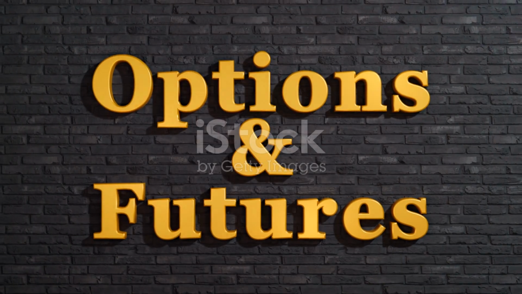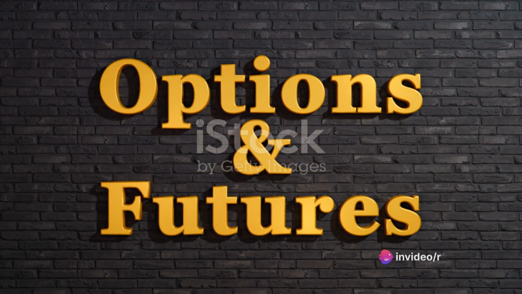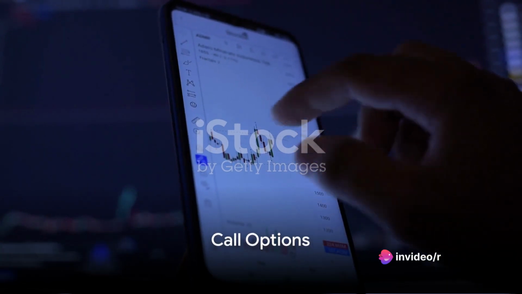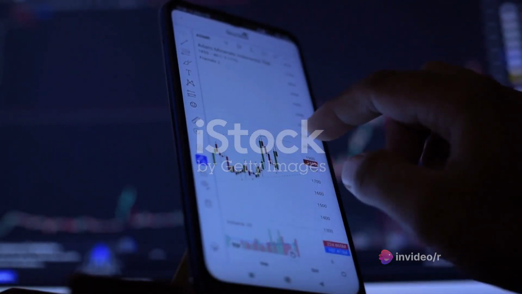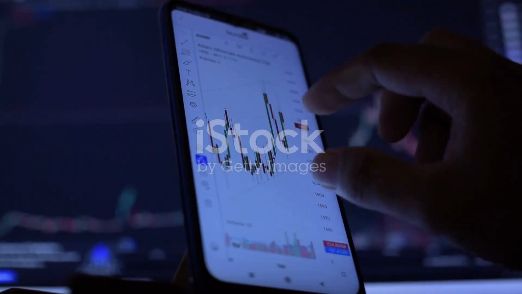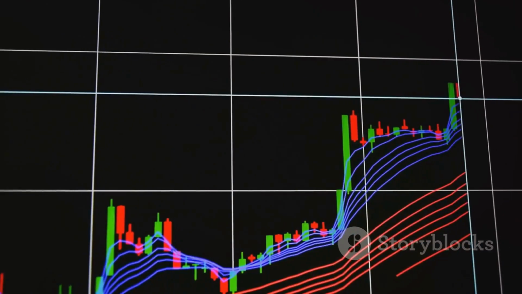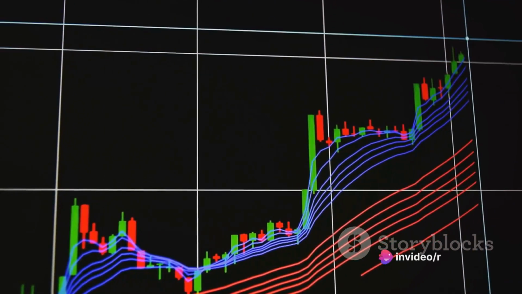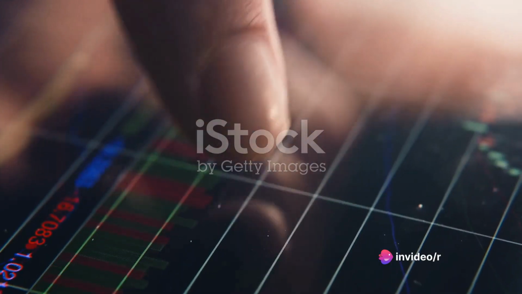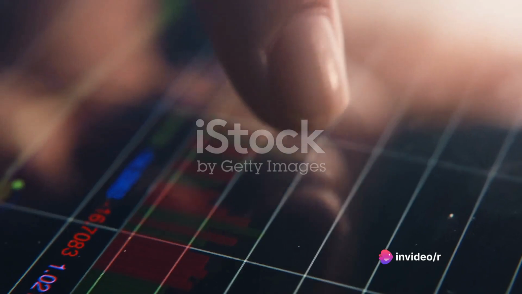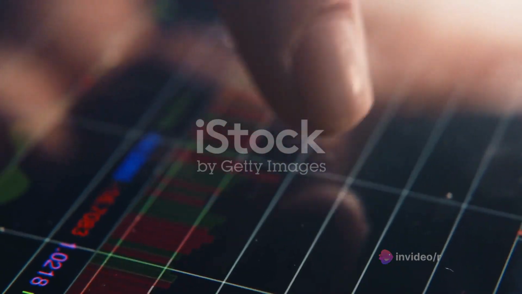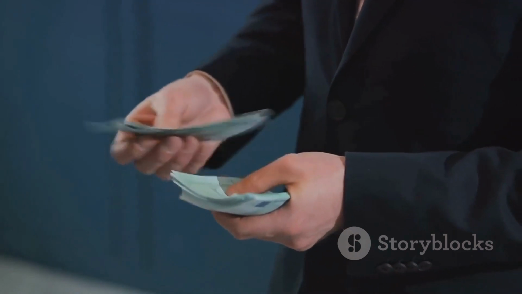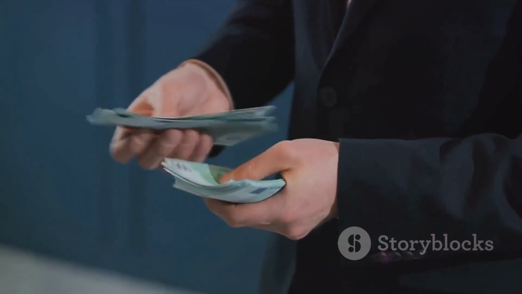There are two main types of options: call options and put options. A call option gives the holder the right to buy the underlying asset at the strike price on or before the expiration date. Call options are typically used when an investor expects the price of the underlying asset to rise. If the price goes up, the call option can be exercised to buy the asset at a lower predetermined price. The buyer of a call option pays a premium to the seller, the writer of the option.